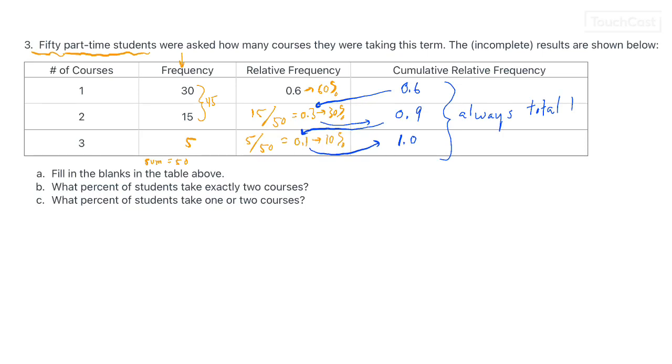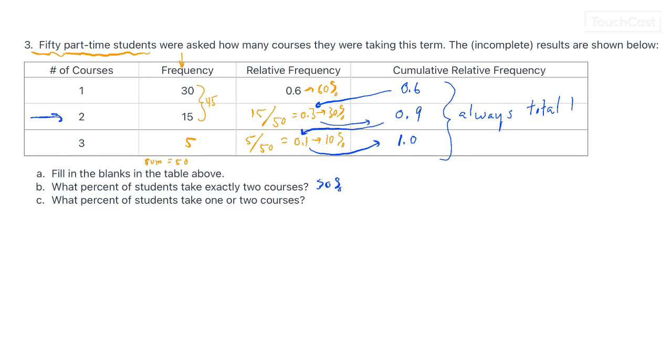So the second part of this is asking, what percent of students take exactly 2 courses? Well, here's the 2 right here, and we've already computed that. We know that that's going to be 30% because we're looking at only exactly 2 courses. So this is going to be 30%.